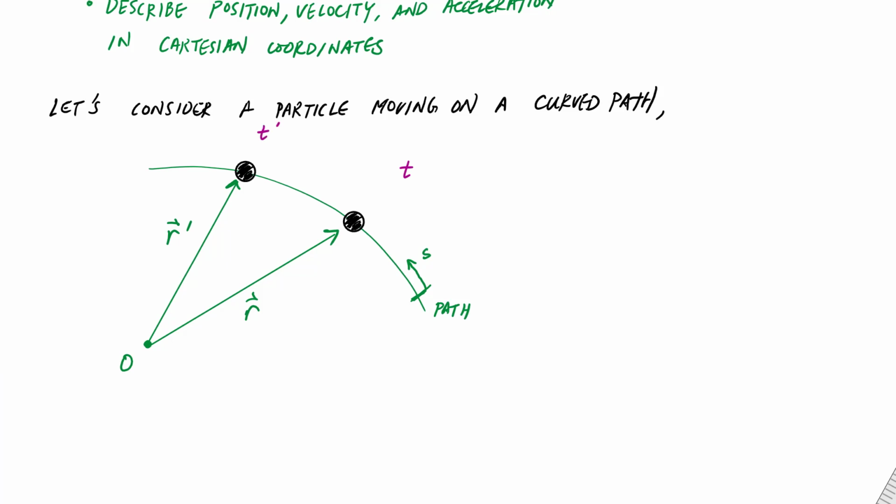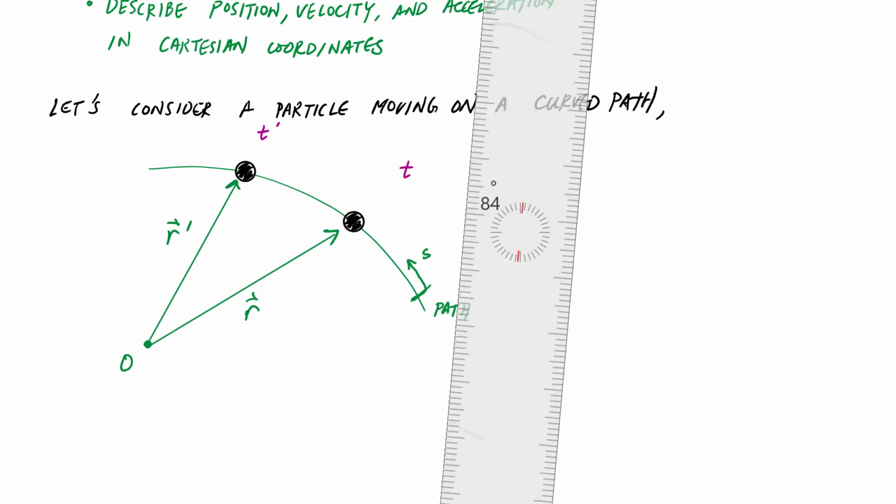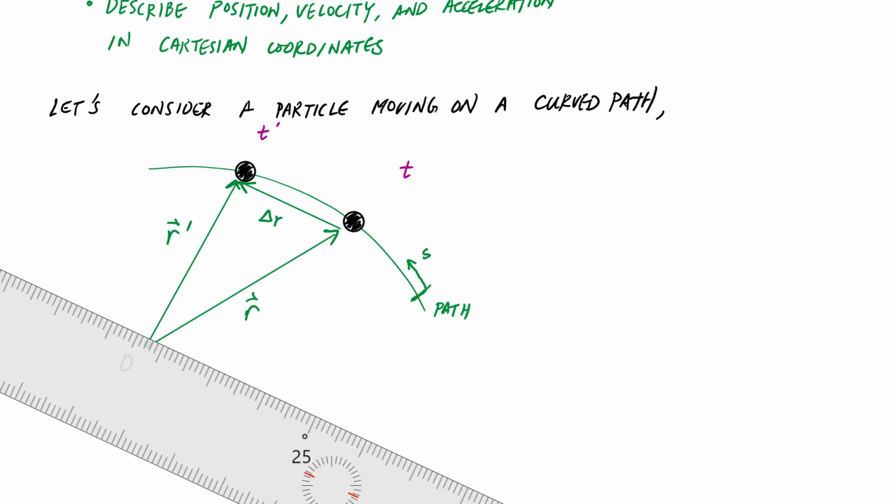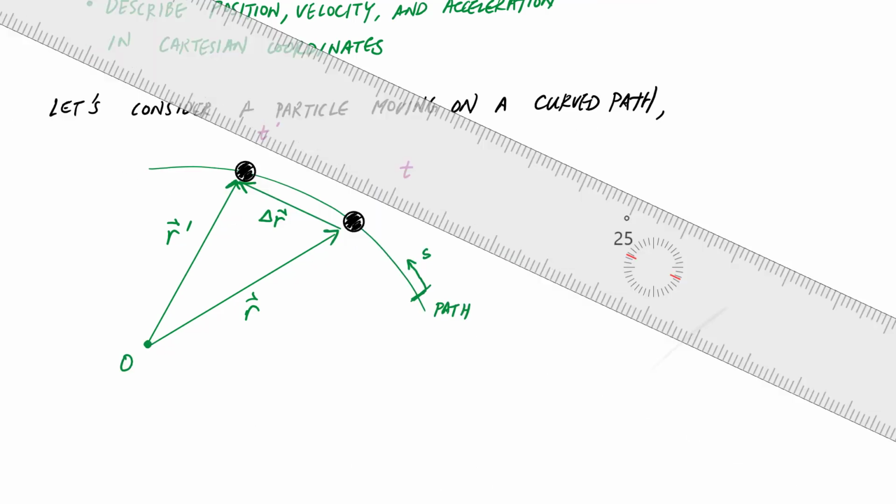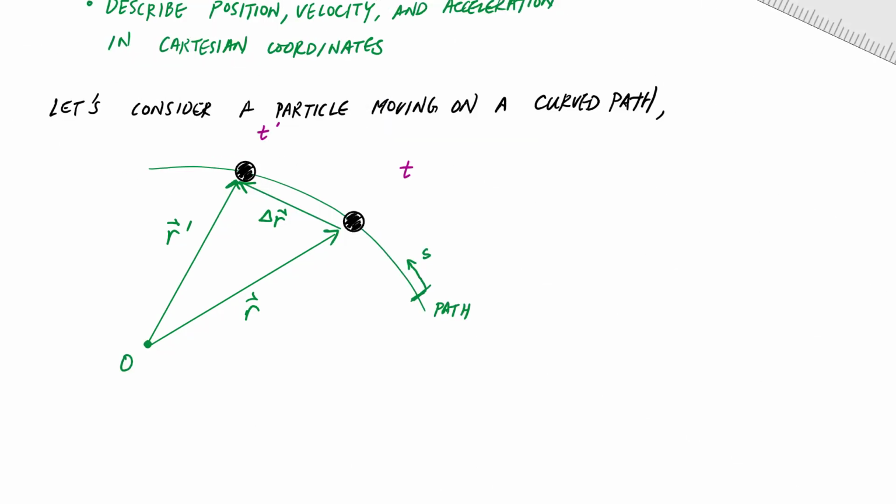And the change in the position vector r would be just like this. This would be the position vector delta r right here. And that would be the change in my position, or the displacement of the particle from t to t prime. And the magnitude of the change in position, this portion of the path, would be delta s like this.